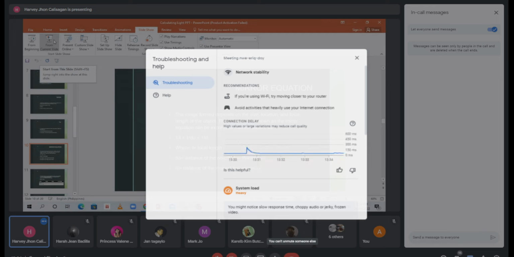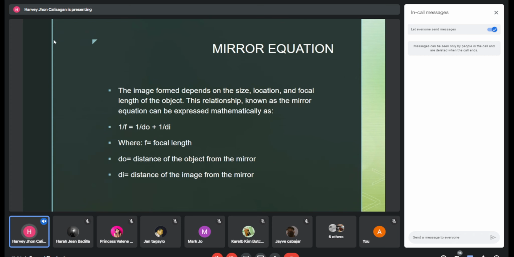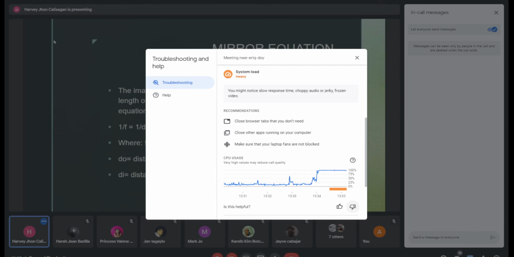So there's a main question between the mirror and lenses. Are we going to use the same equation for the mirror and for lenses? Actually, there will be cases that we will be using the same formula. But when we interpret the answer for the mirror and the lens, it gets a bit more about light, with another explanation behind the objective of the lens and of course the objective of the mirror. So the image formed depends on this for the mirror equation. The image formed depends on the size, location, and focal length of the object.